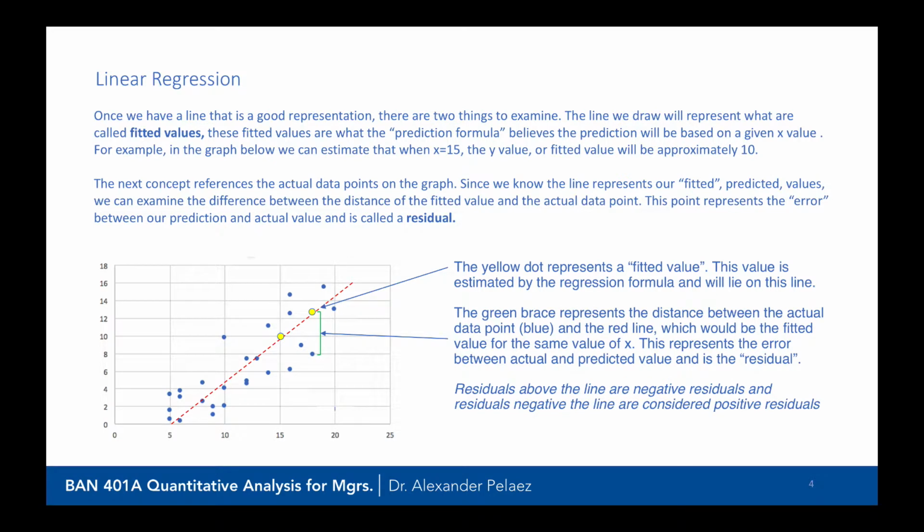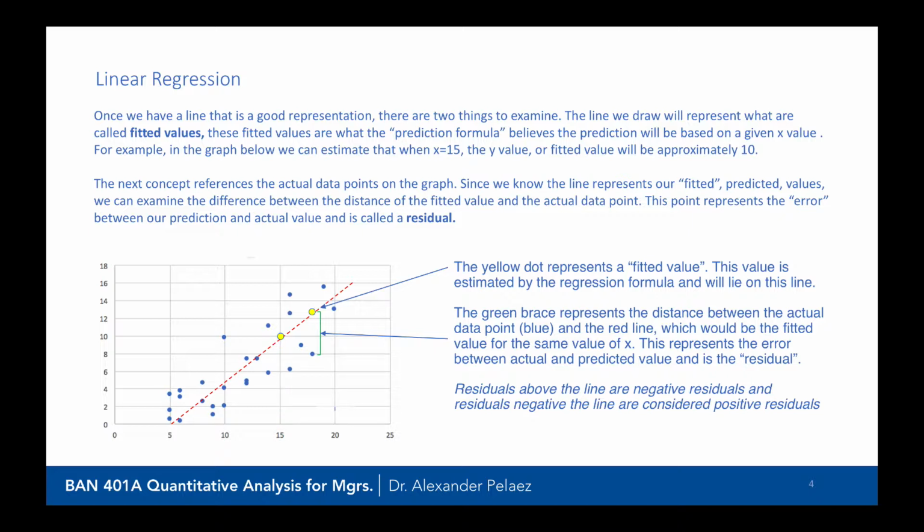Once we end up finding a line with a good representation, there are a couple things that we need to examine. The line we draw will represent what is called the fitted values. These fitted values are what the prediction formula believes the prediction will be based on a given x value. So for example, in the graph below, we can estimate that when x is 15, the y or fitted value will be approximately 10, and that's shown by the leftmost yellow dot.